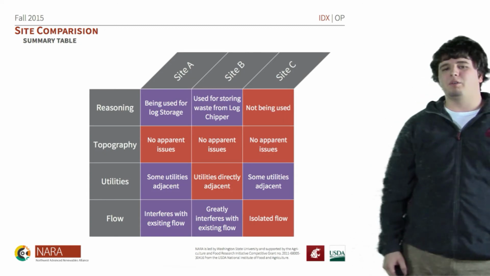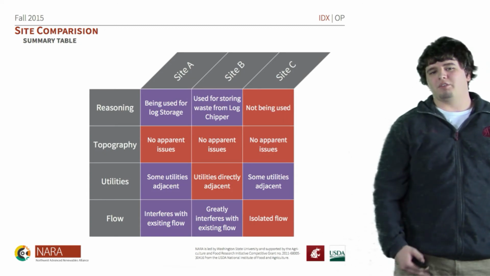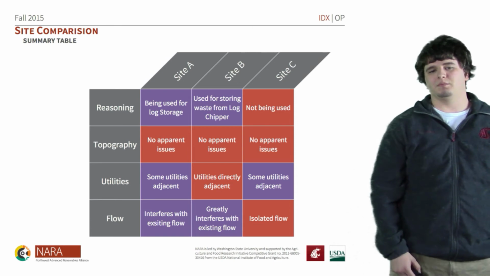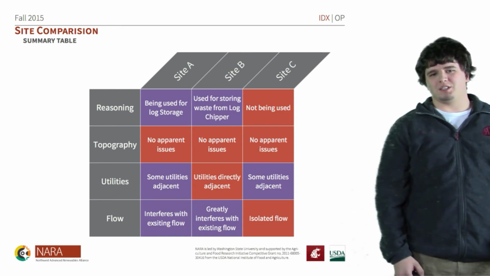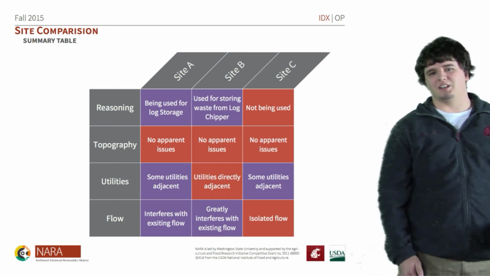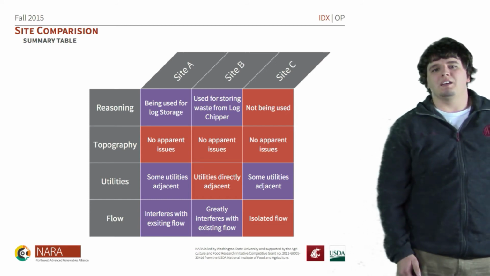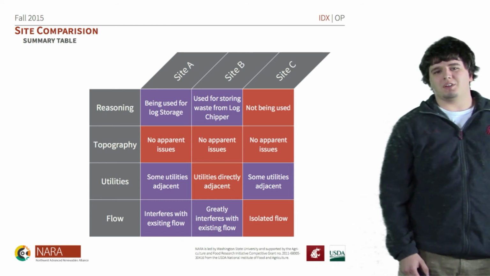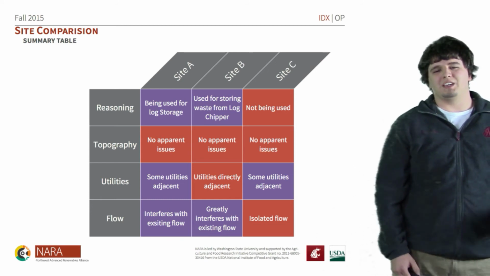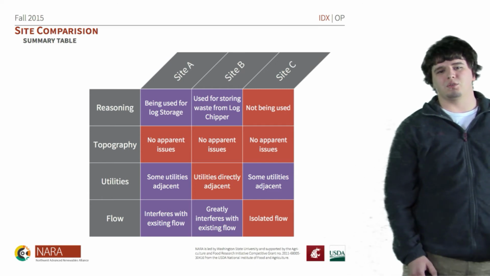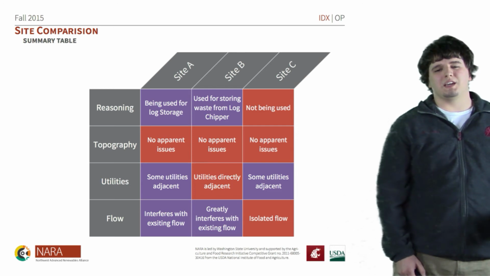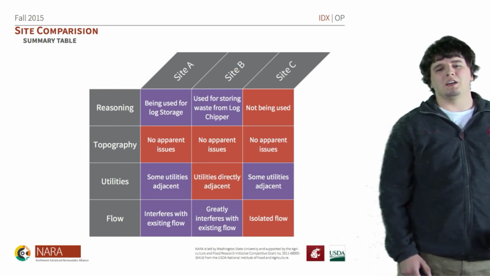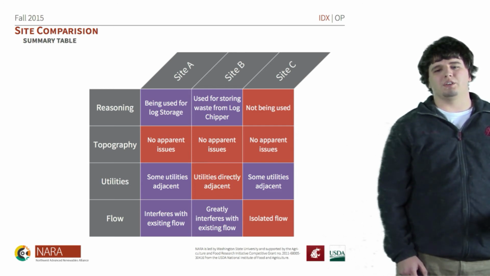So this table here represents the reasoning, topography, utilities, and flow things with each site, and the purple represents a disadvantage while the crimson represents an advantage. So starting with Site A, it is currently being used for log storage, and so that would be a disadvantage because we'd need to find somewhere else to store those logs. The topography for all three sites will not be an issue, even though Site C has some topography change on the south end. Where we plan on locating our facility would not use that part of the site.